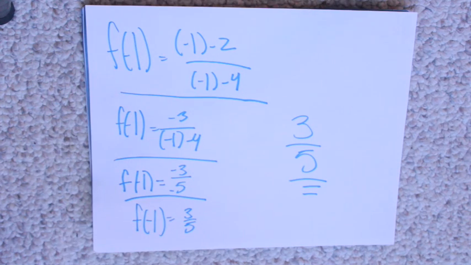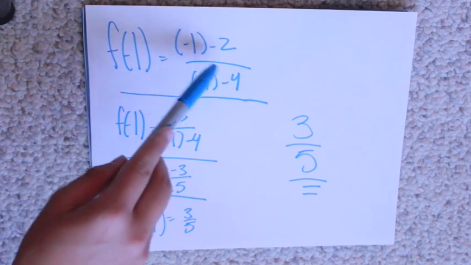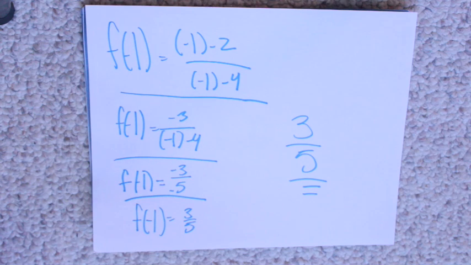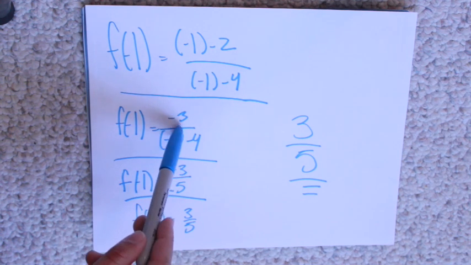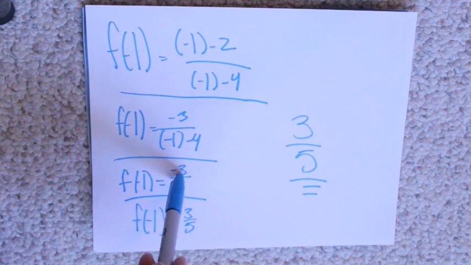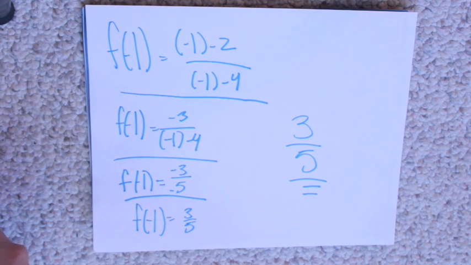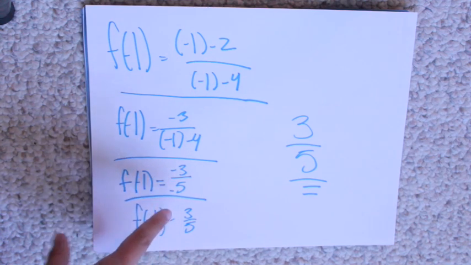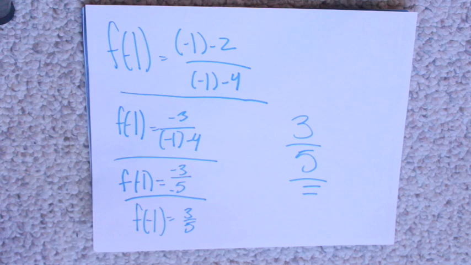Next, we needed to find the y value at x equals negative 1, so we replaced the variable x with negative 1, just like we did before. And then we need to simplify the results. So what we did, we subtracted 2 from negative 1 to get us negative 3. And then we subtracted 4 from negative 1, which got us to negative 5. Then we divided the two negative values, and when you divide a negative by a negative, it becomes a positive. So the answer for us is 3 over 5.